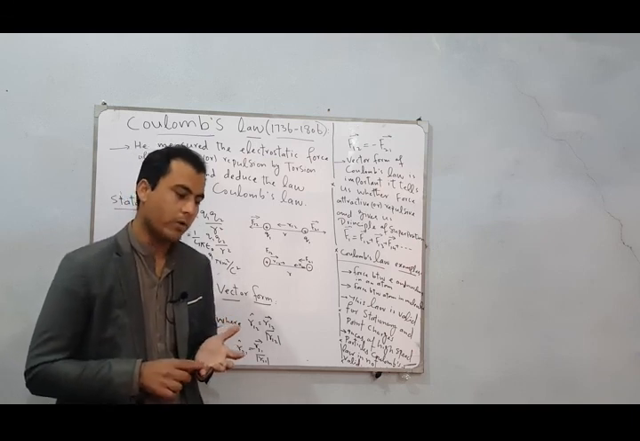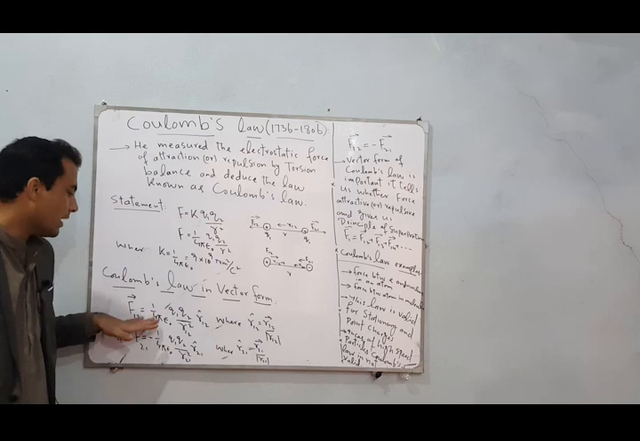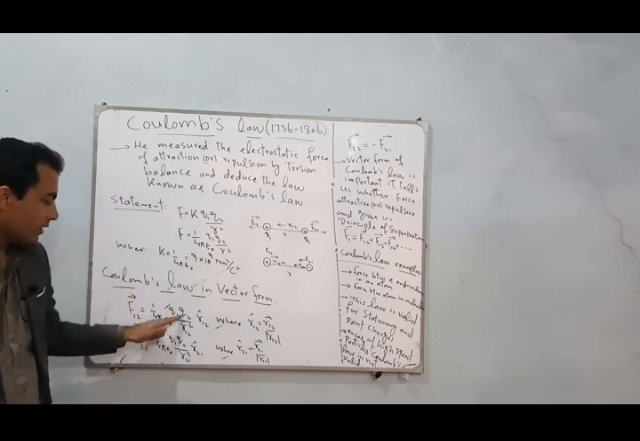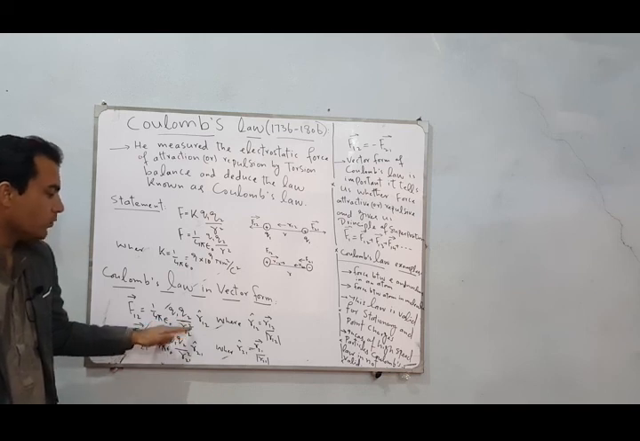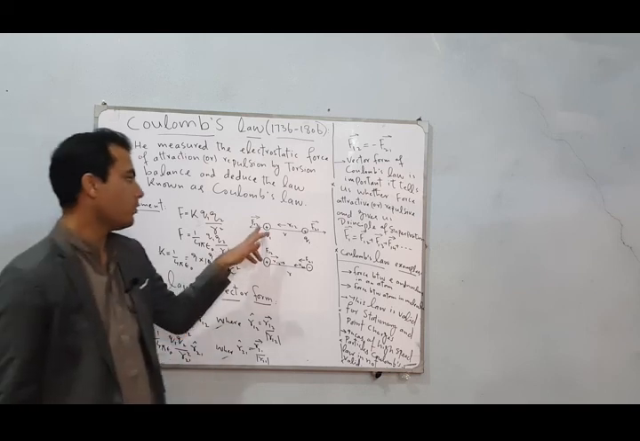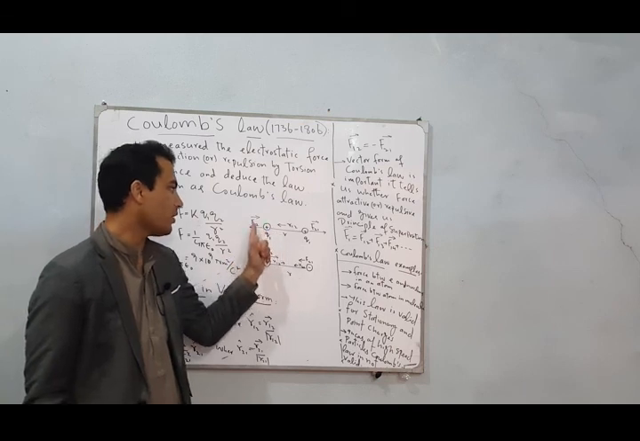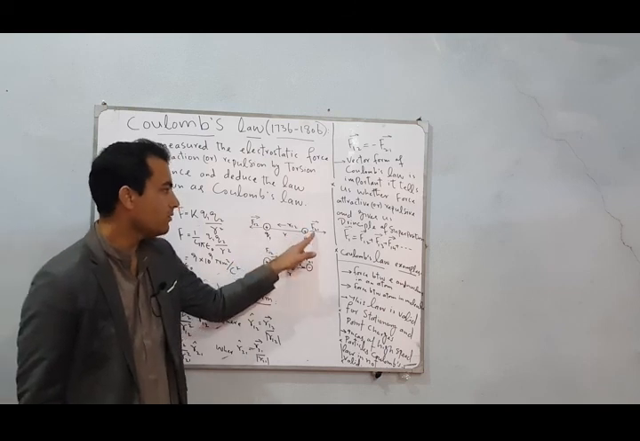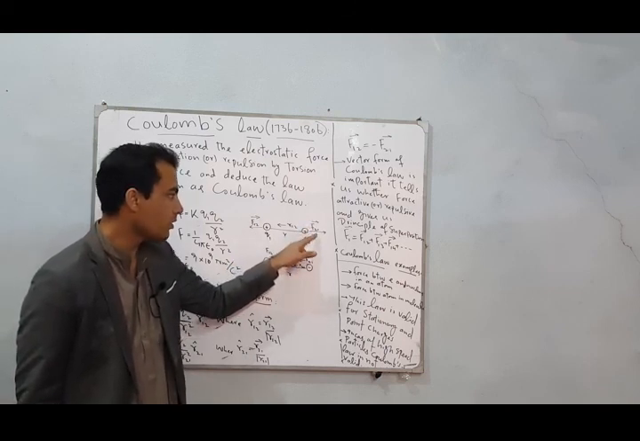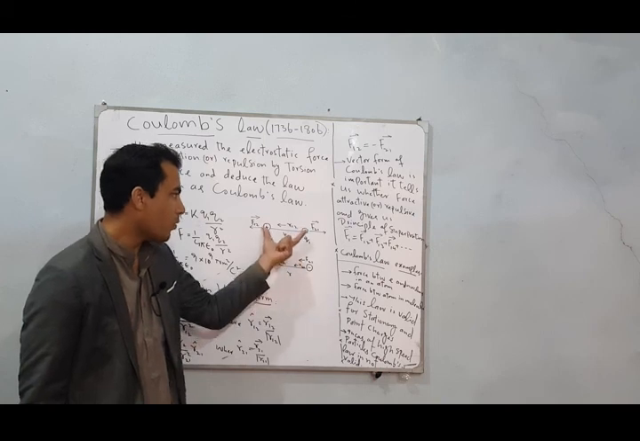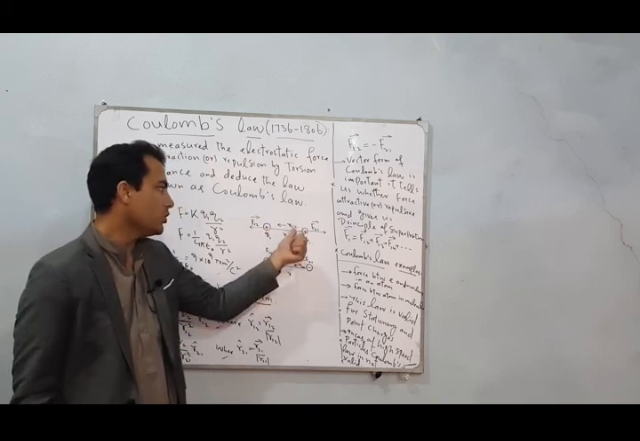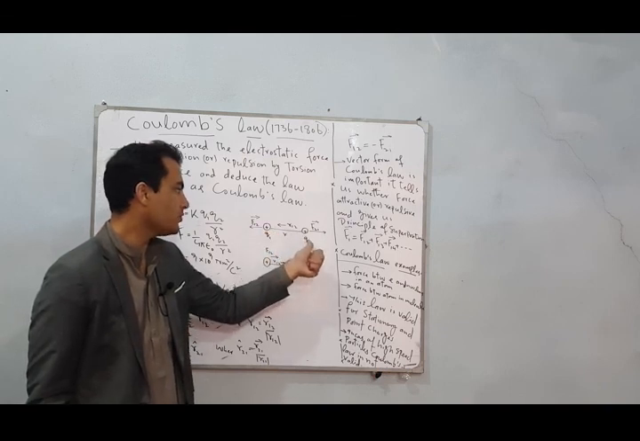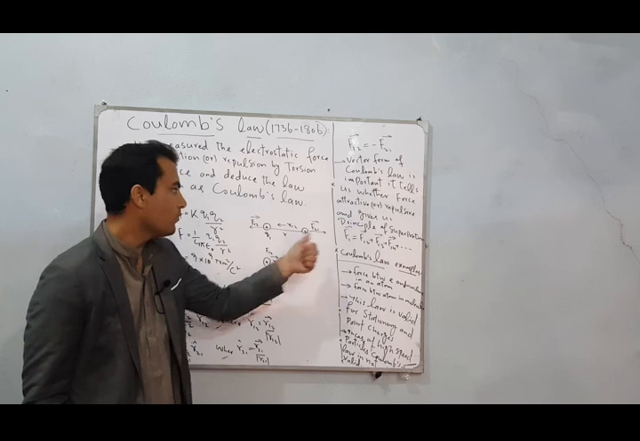So Coulomb's law in vector form becomes like this: F12 is equal to 1 by 4 pi epsilon naught, Q1 Q2 divided by R12 square. Now what is F12? F12 is the force exerted on charge number 1 by charge number 2, and F21 is the force exerted on charge number 2 by charge number 1, and R12 is the unit distance between charge Q1 and charge Q2.